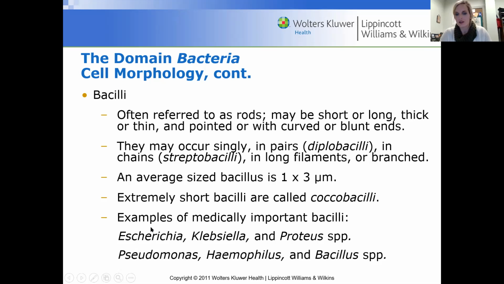The most common one that you'd probably be familiar with is Escherichia. As I just mentioned, E. coli is the number one cause of urinary tract infections. That's something we'll talk about a little bit later when we talk about hospital infections and how sometimes administering catheters can cause that to happen. So we'll bring up E. coli again, but that's an example of a bacilli.